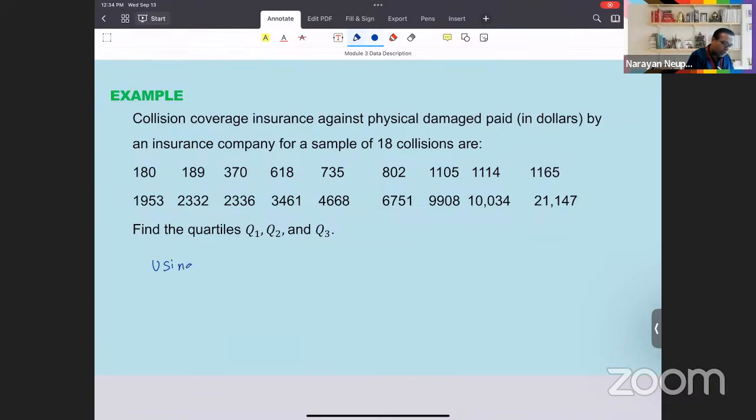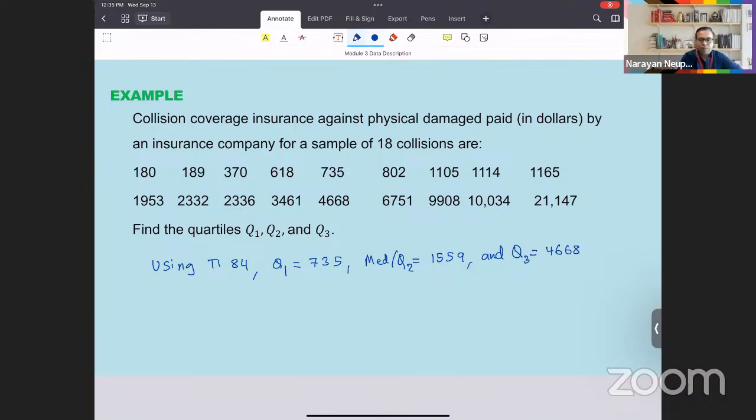In the exams, we have to do it without one. So using the TI-84 calculator, we have Q1, because we just want Q1, Q2, Q3 here. Q1 is equal to 735. Q2, which is also the median, is equal to 59, right? And Q3 is equal to 4668.